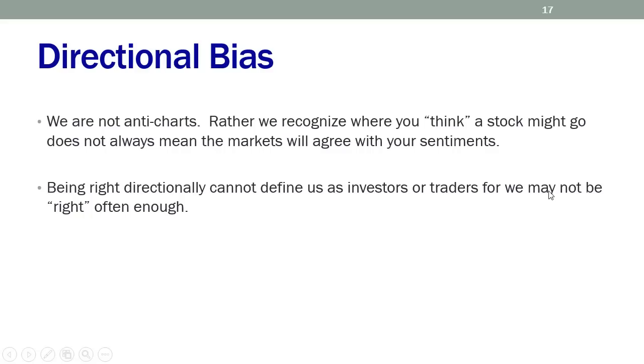And last, but definitely not least, directional bias. Listen, I'm not anti-charts. I just recognize where you think a stock can go. The market doesn't always agree with your sentiments. But my Fibonacci told me it was going there. I had the 618. Okay? Listen, being right directionally cannot define you. It can't define us as investors or traders because you might not be right often enough.